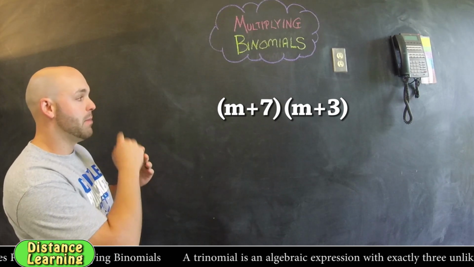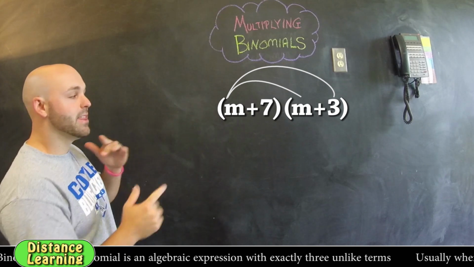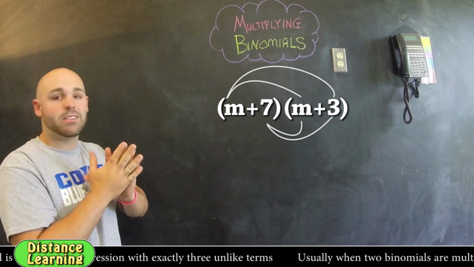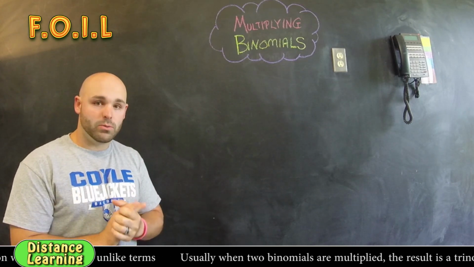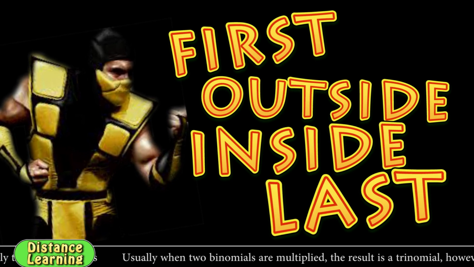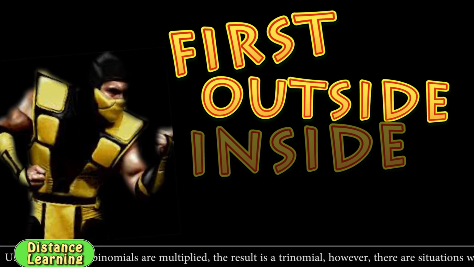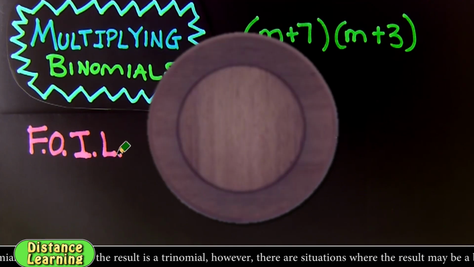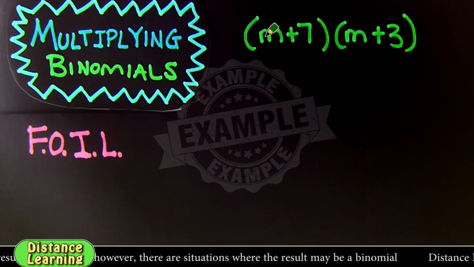So we'll start by multiplying the m to both terms on the other side, and then we'll multiply the 7 to both terms on the other side. This is also known as a four-letter acronym called FOIL, which stands for first, outside, inside, last. Now, we talked about foiling, but what does foiling mean? We're going to use this double distributive property.